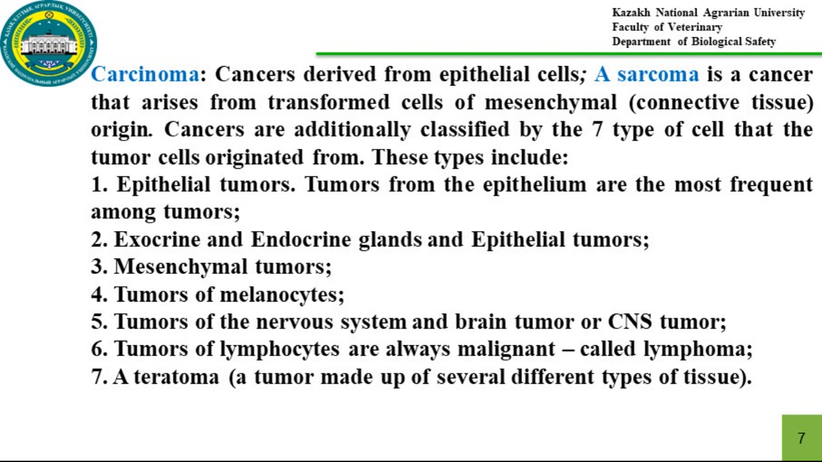Cancers are additionally classified by the 7 types of cells that the tumor cells originated from. Types include epithelial tumors, exocrine and endocrine gland epithelial tumors, mesenchymal tumors, tumors of melanocytes, tumors of the nervous system and brain tumors, tumors of lymphocytes, which are always malignant, and teratoma.